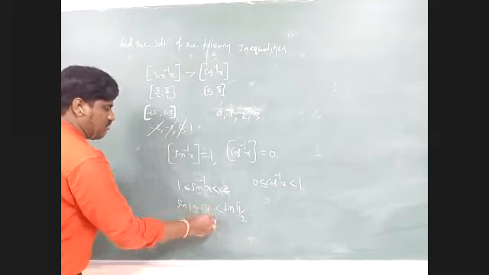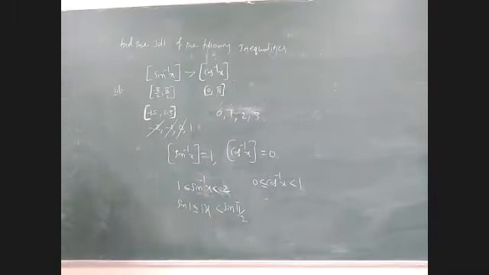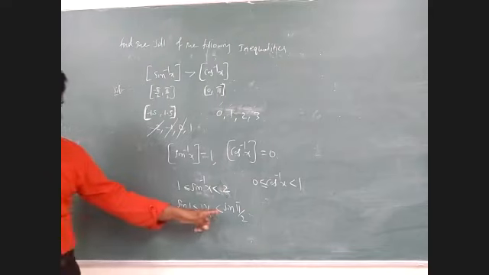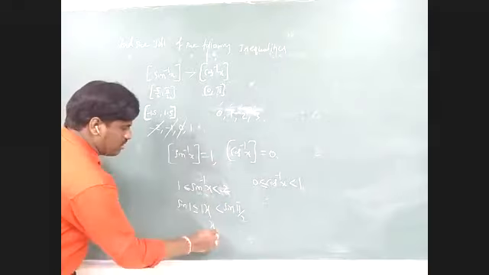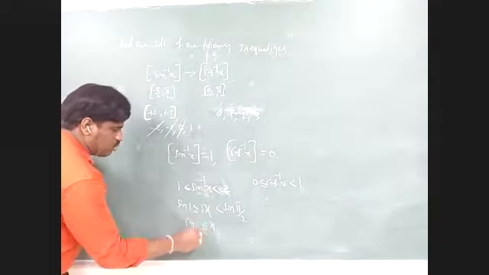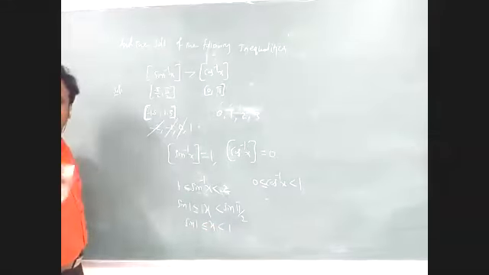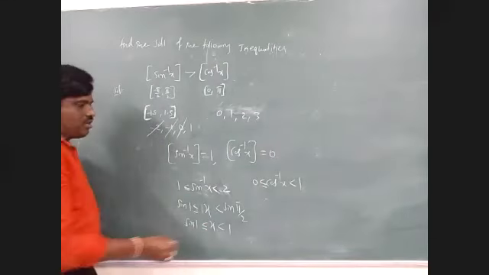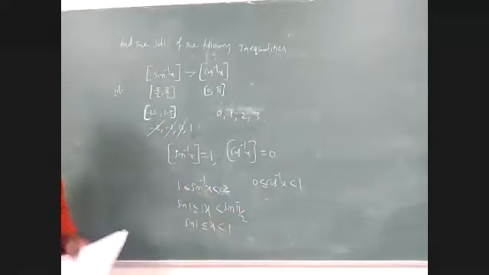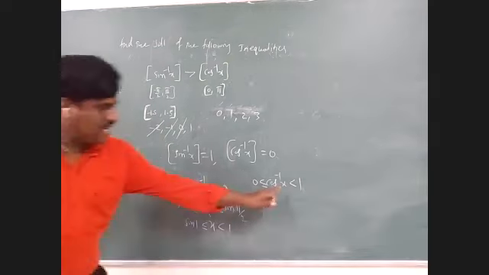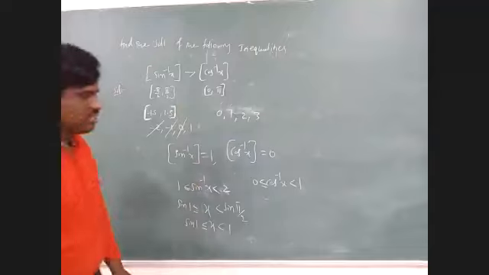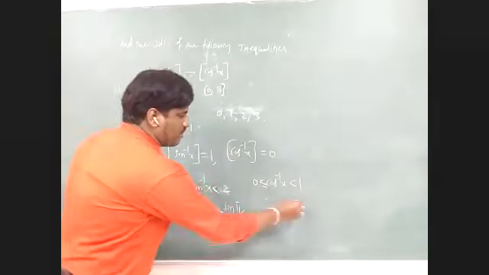Sine pi by 2 is 1, so x is between sine 1 and 1. Correct. Now I'll take this side also. Here, cos inverse 0 is how much? Cos inverse 0 is pi by 2, which is 1 and exists in the range 0 to pi. So cos inverse 0 will be 1.